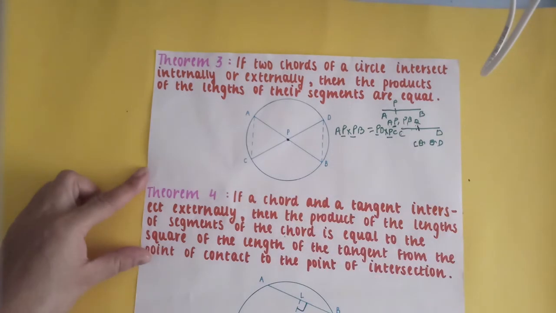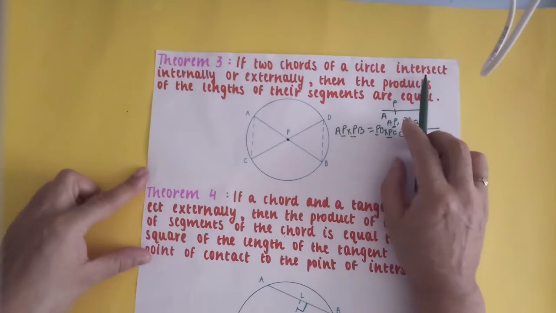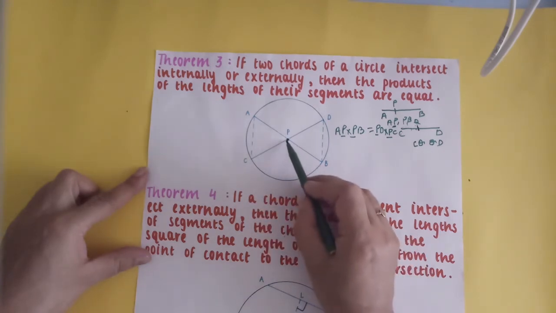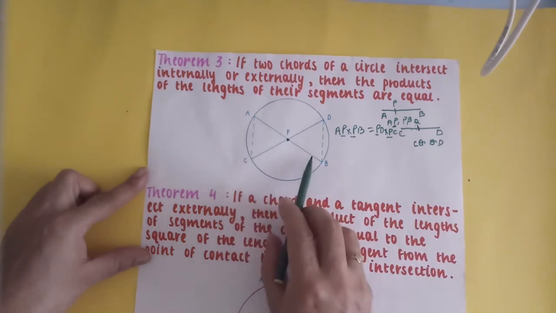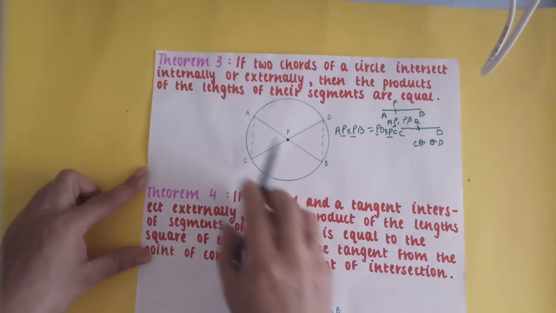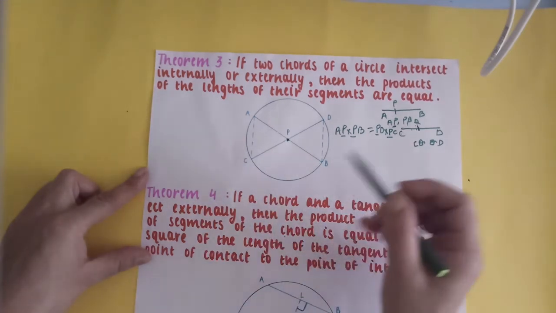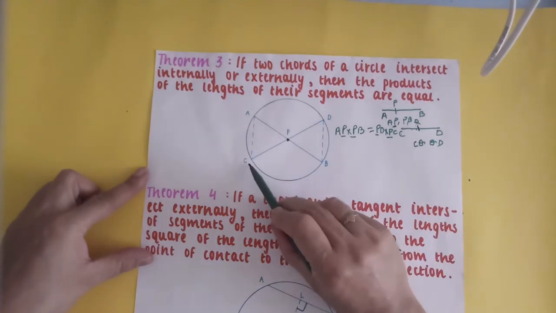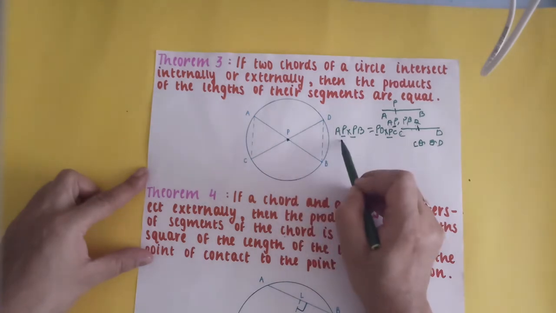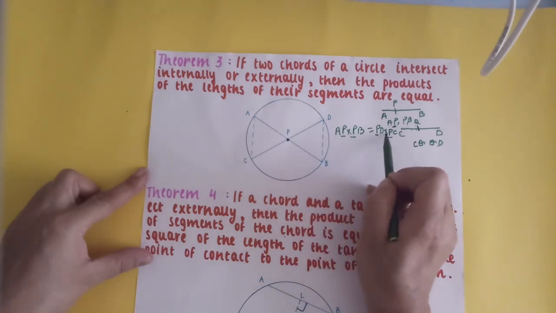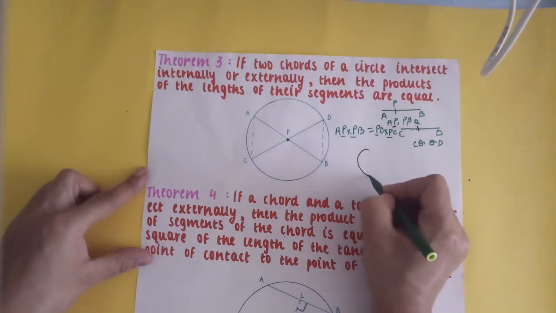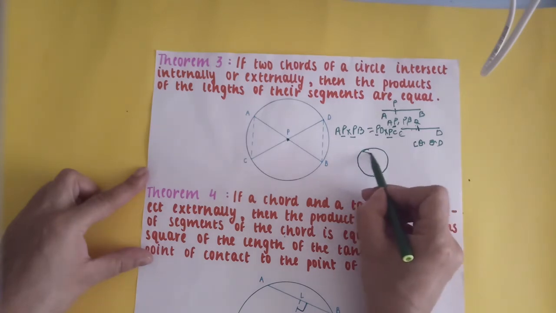So let's repeat the theorem again. If two chords of a circle intersect internally, we will first take only internal part. When the chords are intersecting internally, then the products of their segments, product of the segments of chord AB are AP into PB, are equal, and the product of the segments of chord CD are CP and PD. So AP into PB is equal to PD into PC. Now let's consider a situation when these chords are intersecting externally.